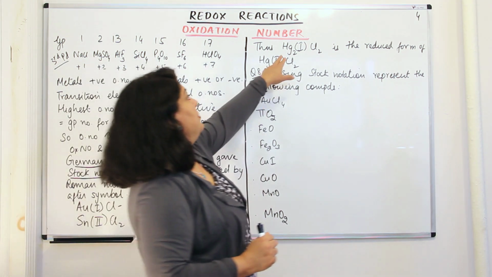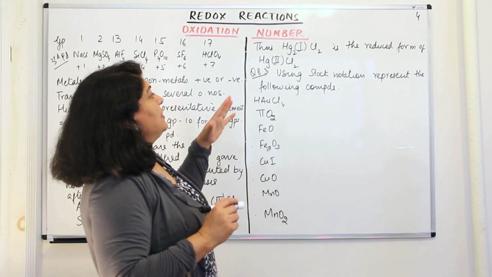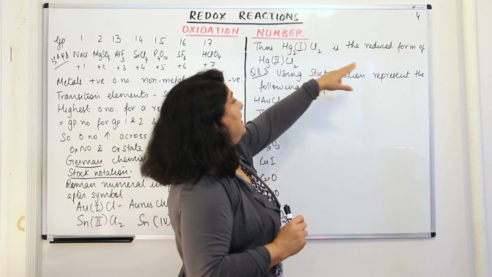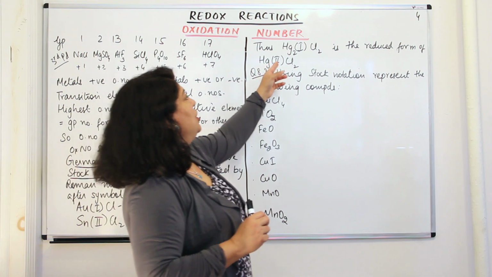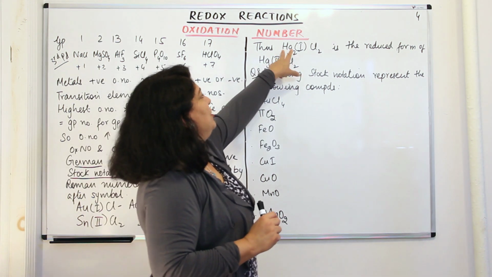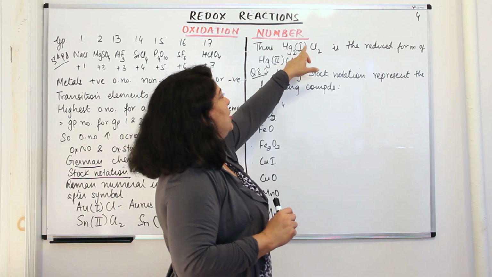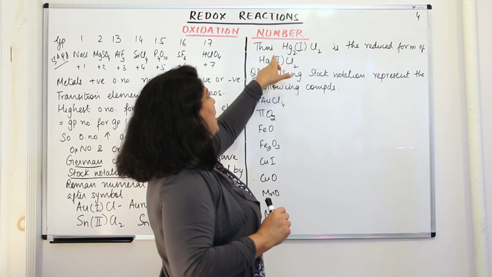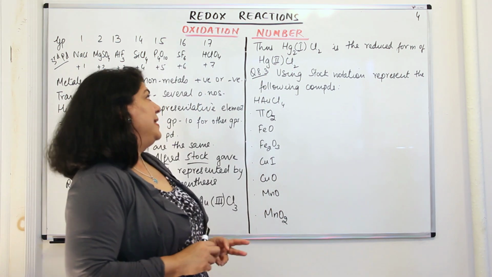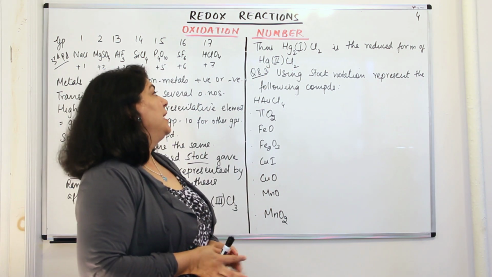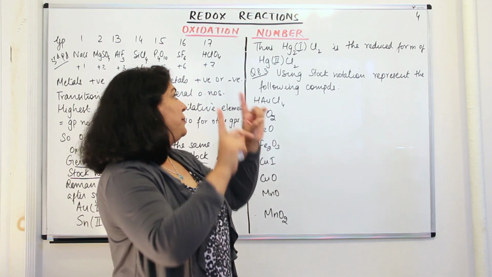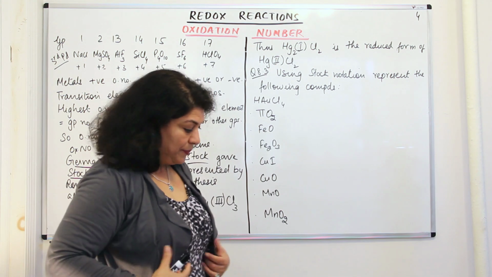Hg2Cl2 is mercurous chloride, and the charge here in Hg2 is 1. It is the reduced form of HgCl2. The charge over Hg2 is 1, and in HgCl2 the charge on Hg, mercury, is 2. Therefore the oxidation state of mercury in HgCl2 is +2, which is represented by 2 in parenthesis.